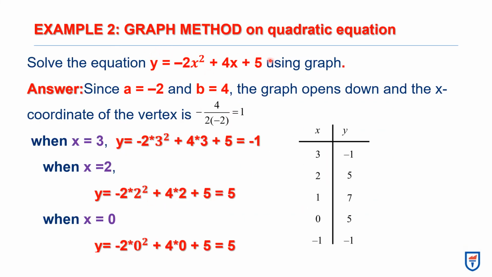Here is a second example of solving a quadratic equation using the graphical method. The question is saying solve the equation y is equal to minus 2x squared plus 4x plus 5 using a graph.